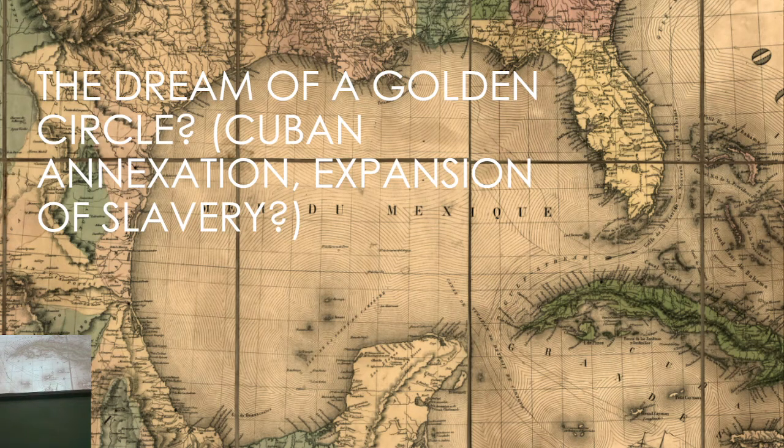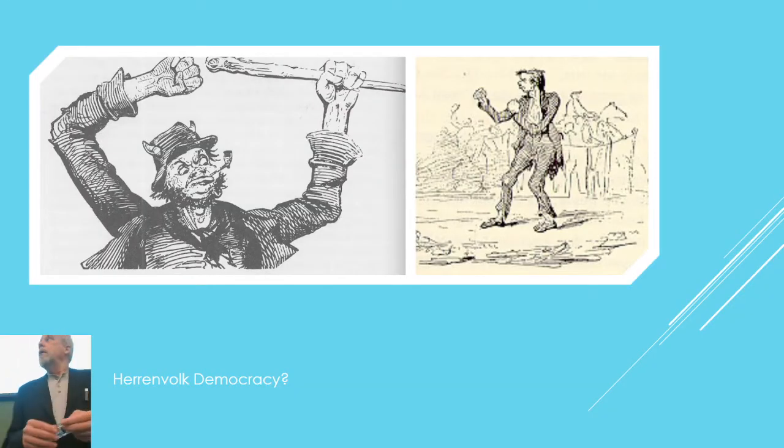The Southern states do push very strongly for the annexation of Cuba in 1857, in the middle of the financial panic, at a time when lots of Northerners want some sort of bank reform. The South says, oh, the solution to our problem is not bank reform, the solution is more slavery, right? Let's annex Cuba. So that's the Golden Circle argument.